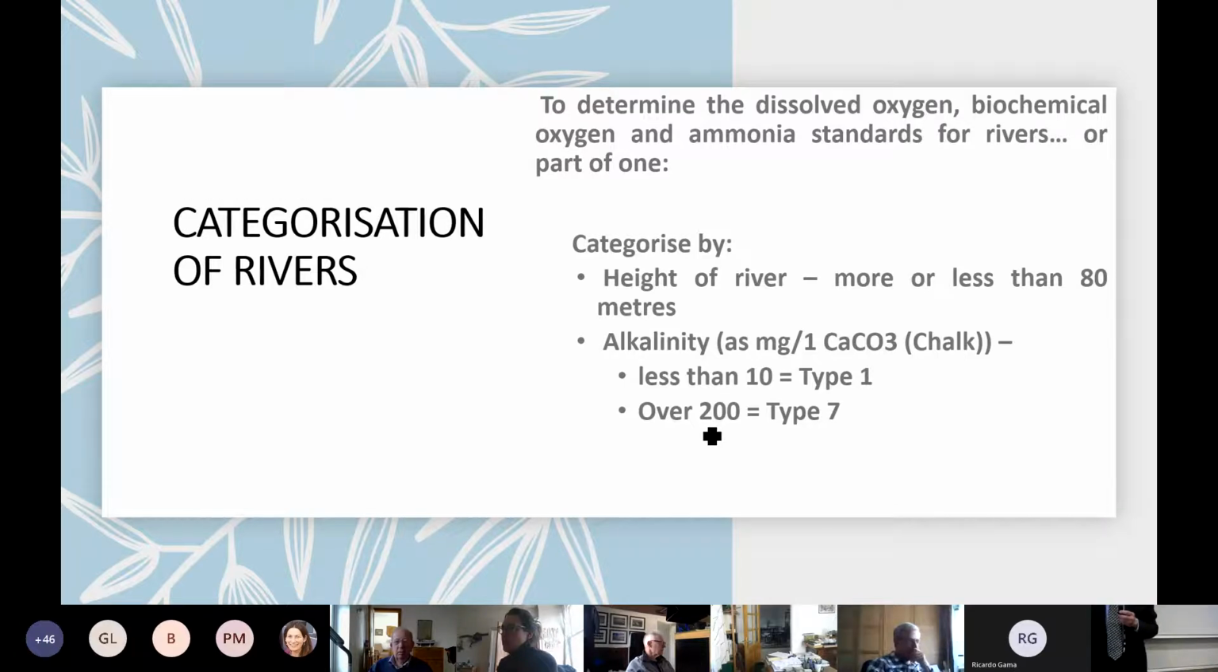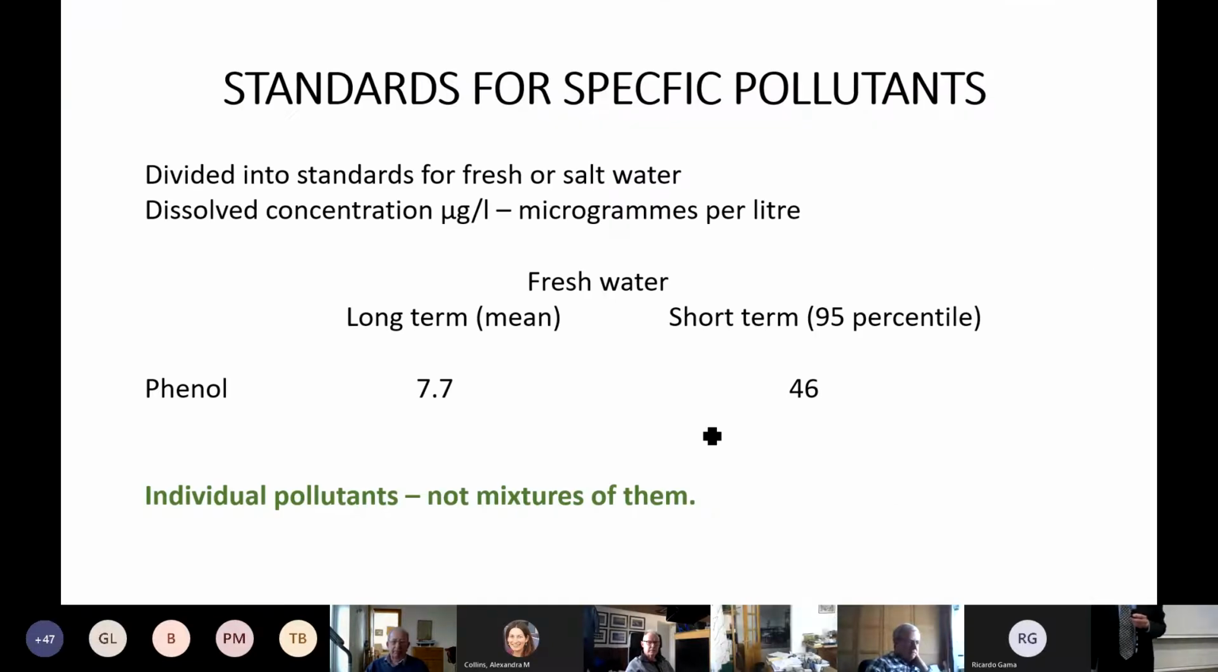Categorization, looking at biological, BOD and ammonia. Categorized by the height of the river, is it more or less than 80 meters? And then the chalk in it, in one of 7 categories. And so you then come to standards for specific pollutants, divided into standards for fresh or salt water, dissolved concentrations in micrograms per litre, freshwater long-term, short-term, and I'll just give you an example, 7.746. And all these standards run through.